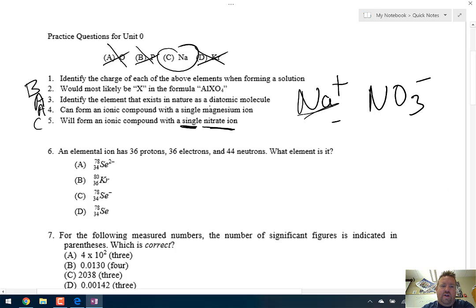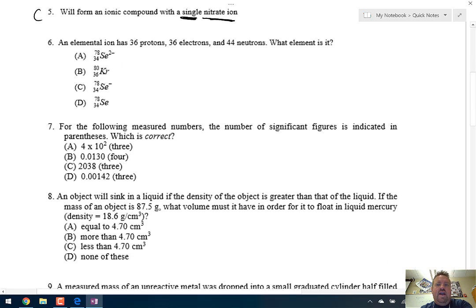Okay, let's look at question number 6. It says an elemental ion has 36 protons, 36 electrons, and 44 neutrons. What element is it? So first of all, let's focus on the protons. Okay, this is one of those questions too where you really want to just get rid of some answers, and then whatever's left, that's the right answer. So first of all, 36 protons, remember that bottom number here is the atomic number. So 34, wrong, can't be A.